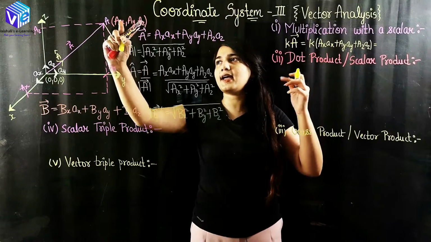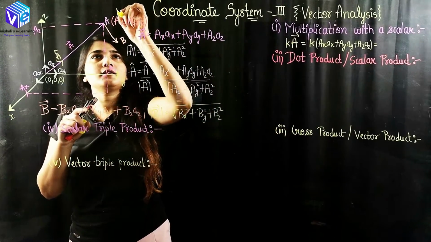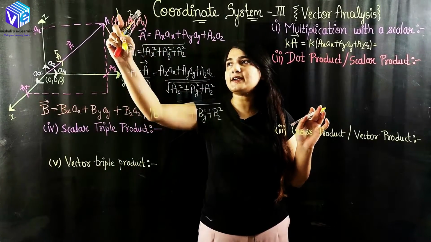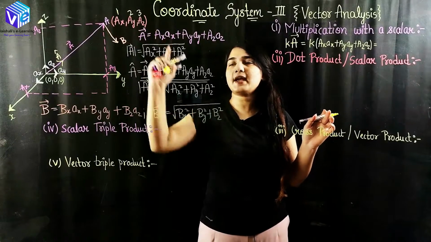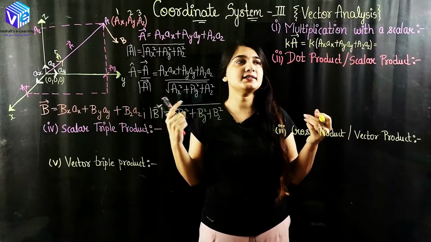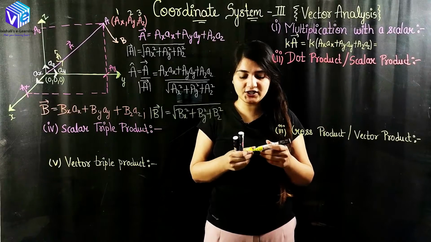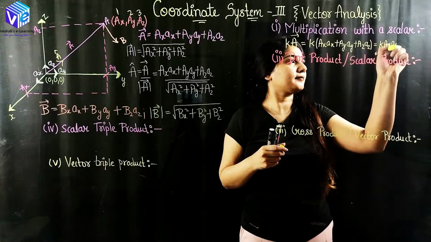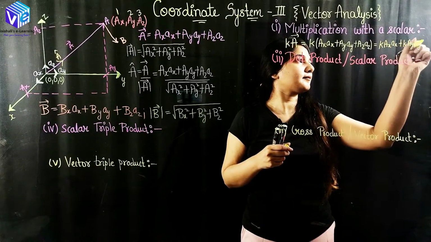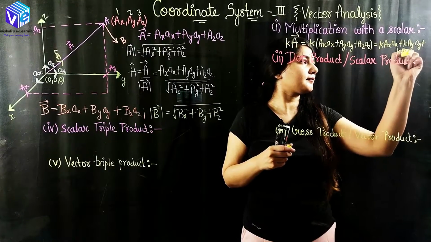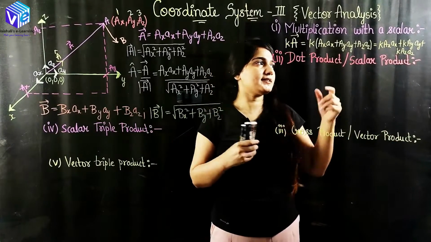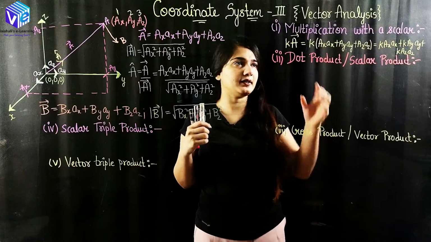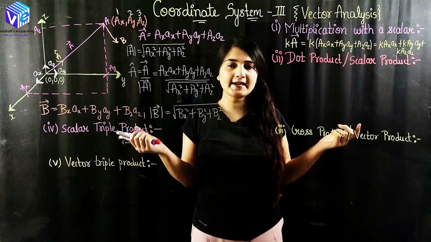So if k is 2, and here I have coefficients 1, 2 and 3, what would I have? k is 2, and 2 multiplied with 1 will be 2, 2 multiplied with 2 will be 4, 2 multiplied with 3 will be 6. Simply, I am multiplying the coefficients with the constant. So here I will have 2 ax plus 4 ay plus 6 az. This output is again a vector, because I have a scalar multiplied with a vector, and the output will be a vector.